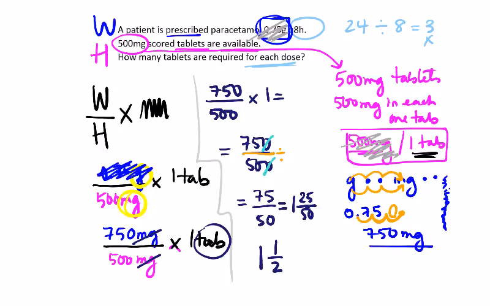So don't forget that whole. So final answer, we said it had to be in tablets, 1.5 tablets. Of course, it's all good because the tablets are scored. We can halve them. So this is the quantity of tablets required for each dose.